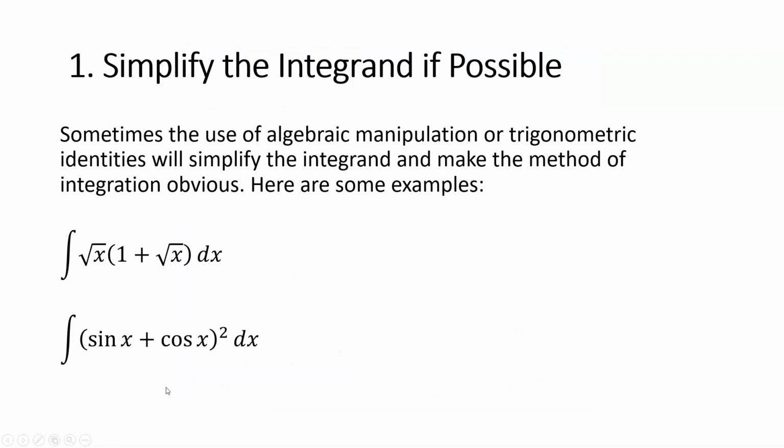And the first step is usually to simplify the integrand if it is at all possible. One thing we can always look out for are obvious algebraic maneuvers to simplify. For instance, here I can easily distribute the square root of x. And once I do that, then it's in a form that's very easy to evaluate, right?